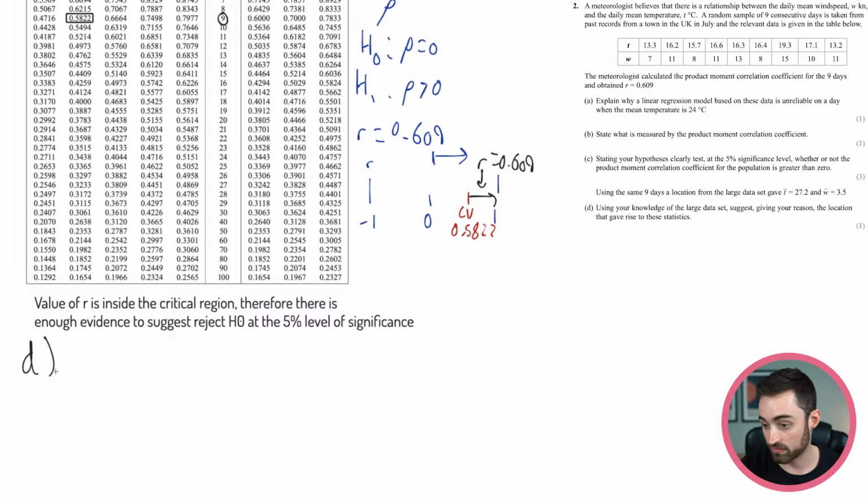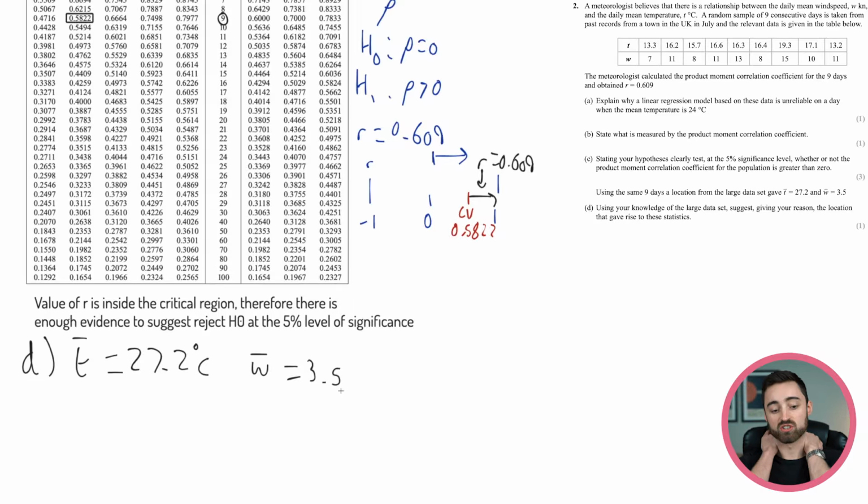Using your knowledge of the large data set, suggest, giving your reason, the location that gave rise to these statistics. It says using the same 9 days, a location from the large data set. So it gave T bar, in other words, the mean temperature as 27.2 degrees C, and the mean wind speed as 3.5 knots. Again, it's a large data set question. It's only 1 mark because it would be quite tough to make students lose so many marks if they just didn't know this bit of knowledge.